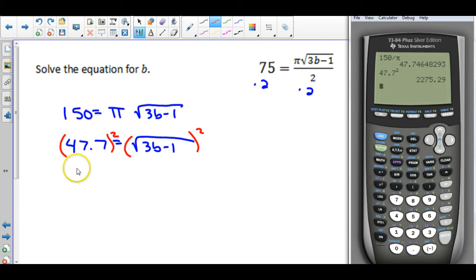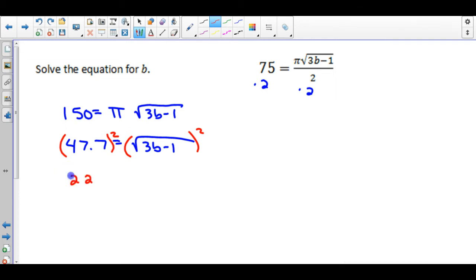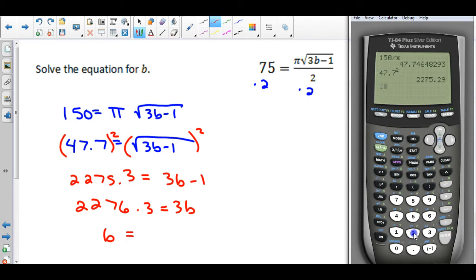And again, just keep rounding to the nearest tenth. So I'm going to get 2275.3 equals 3b minus 1. So now I'm going to move the 1 over to the other side by adding it. So I get 2276.3 equals 3b. And then your last step is to divide both sides of this equation by 3. So I'm going to get 2276.3 divided by 3. And you end up with a b value of 758.8.